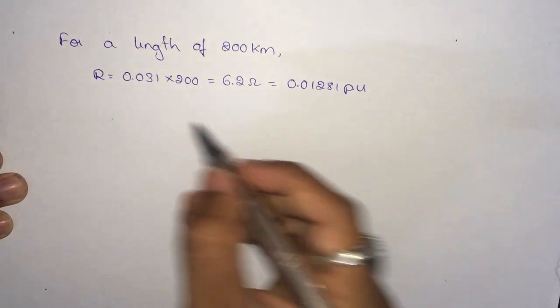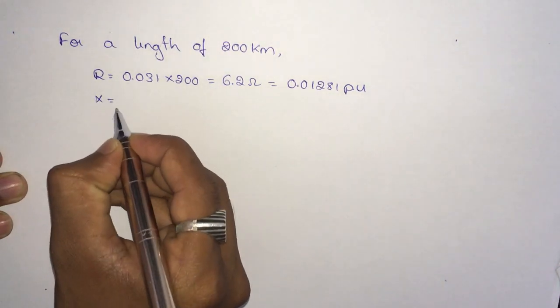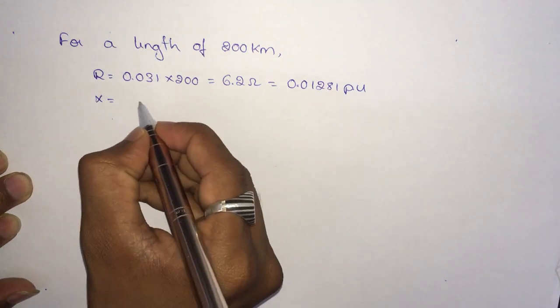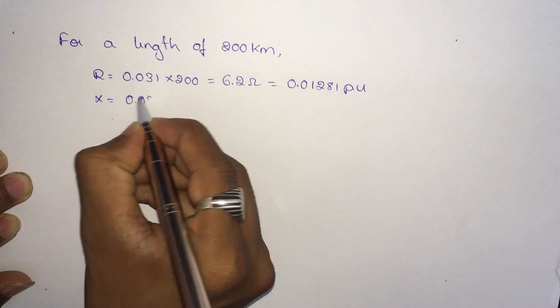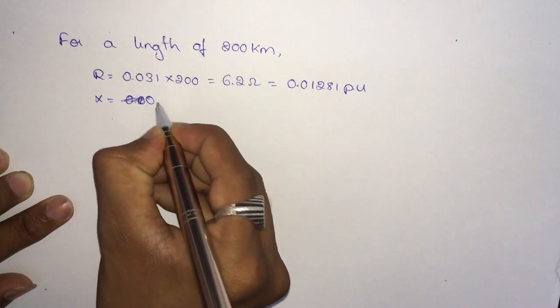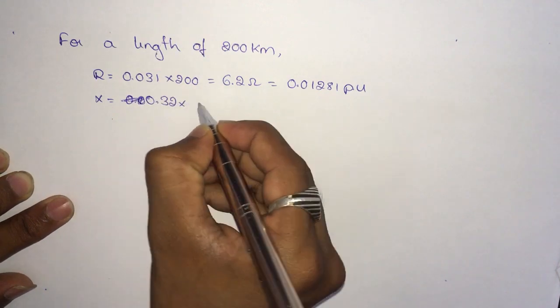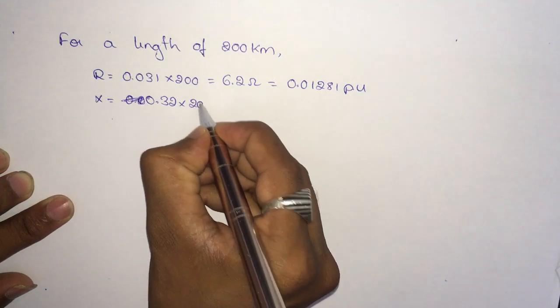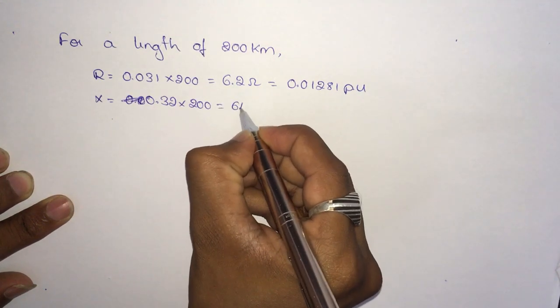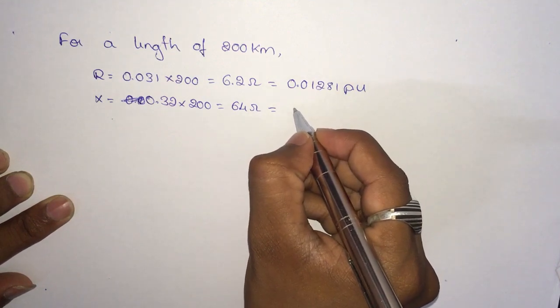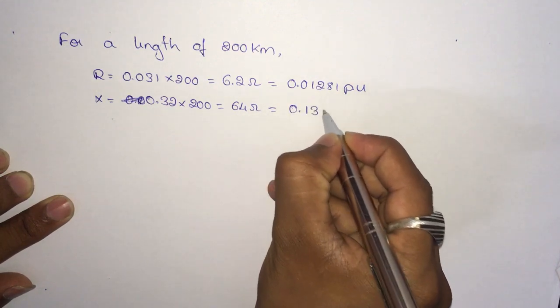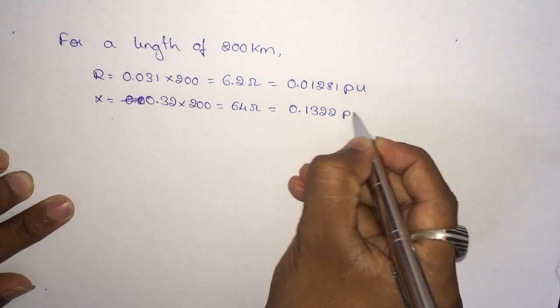6.2 divided by 484 leads to the per unit value. Similarly, for reactance, X is equal to 0.32 into 200, which is equal to 64 ohm. 64 divided by 484 leads to 0.1322 per unit.